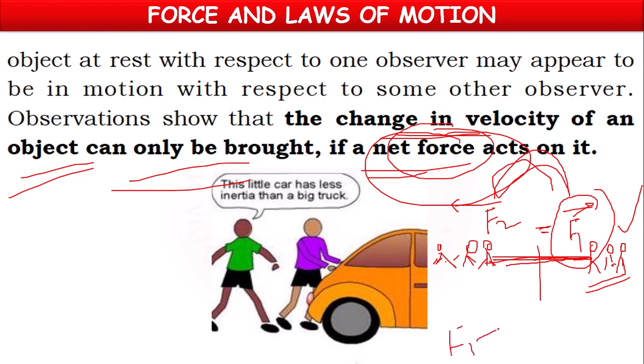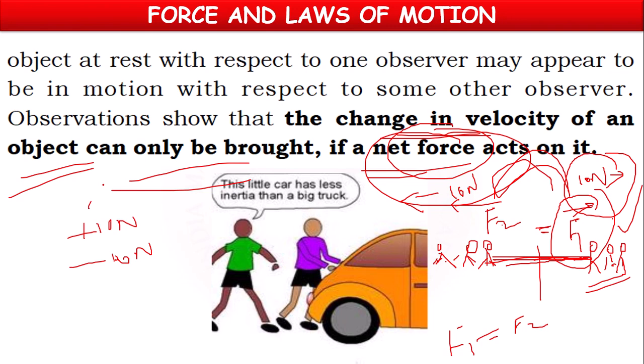These people will win. So if both forces are equal and opposite, say they are applying 10 Newton force towards the east direction and 10 Newton force towards the west direction, what is the total force applied? Force is a vector quantity. So if we take the eastward direction as positive, plus 10 Newtons, then the force acting in the west direction will be negative. If one is plus 10, the other will be minus 10. So what is the total force? 0 Newtons.